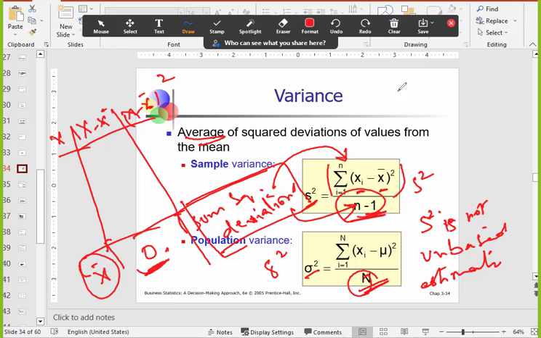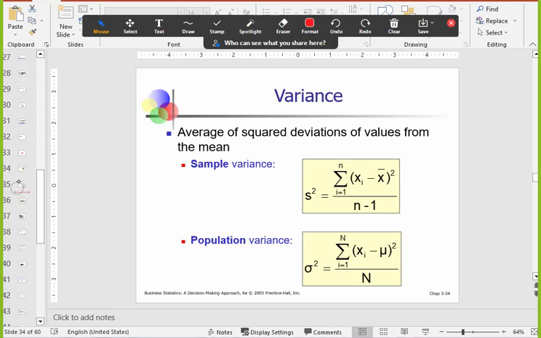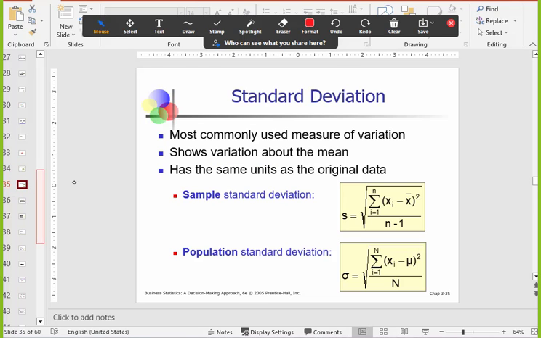So whenever you are asked to calculate standard deviation, you need to have a look at the question to see if they are giving you data of a sample or a population. If the data is a population, you have to divide by n. If the data is a sample, you have to divide by n minus 1. I will go to the next slide and it will show you a few examples.